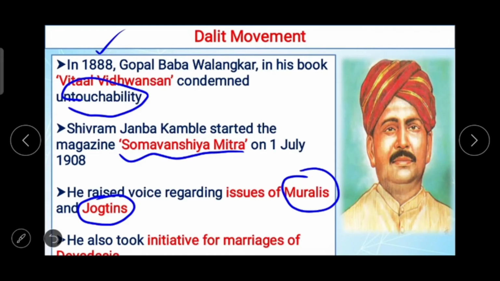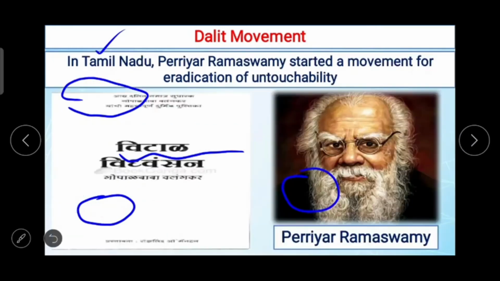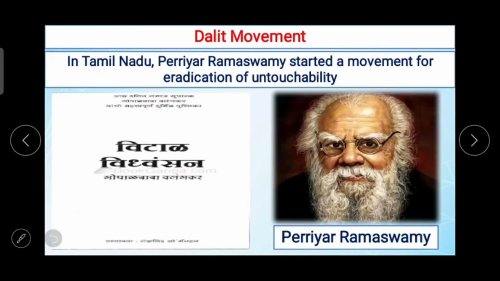He also took initiative for marriages of Devdasis, and then in Tamil Nadu, Periyar Ramaswamy started a movement for eradication of untouchability.